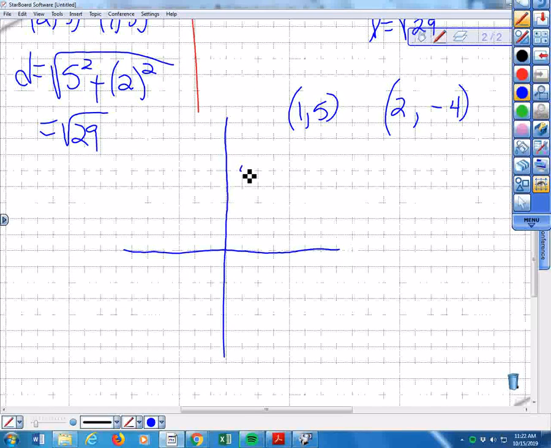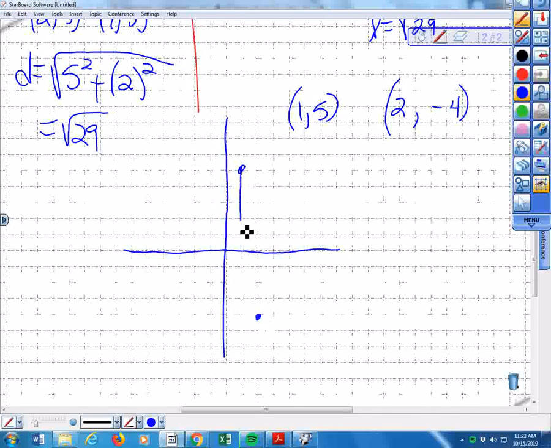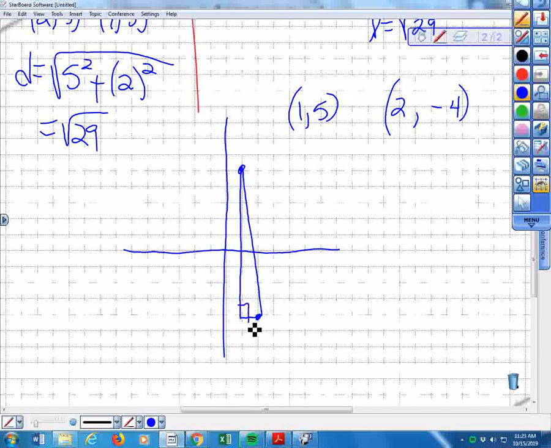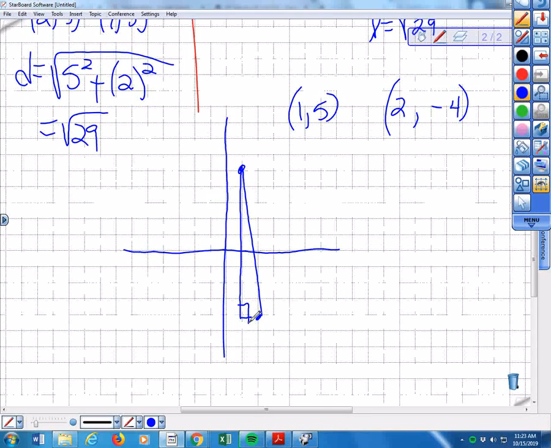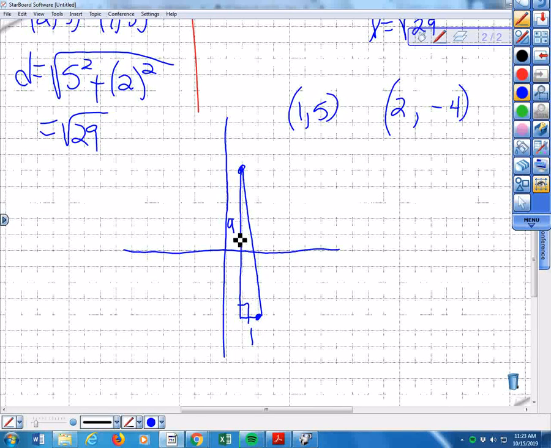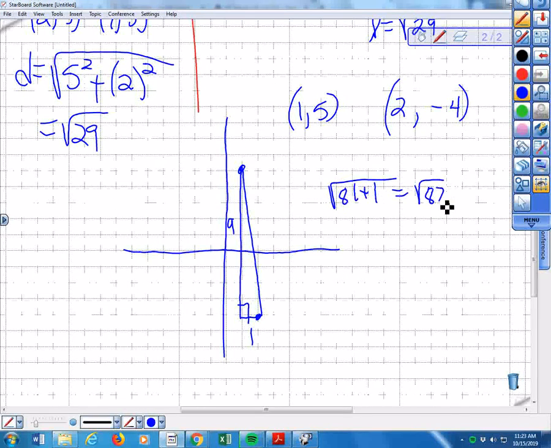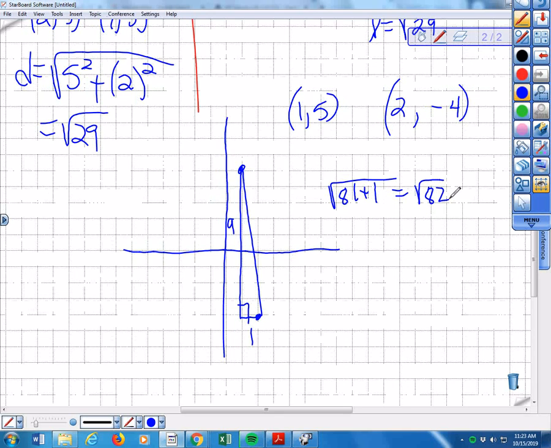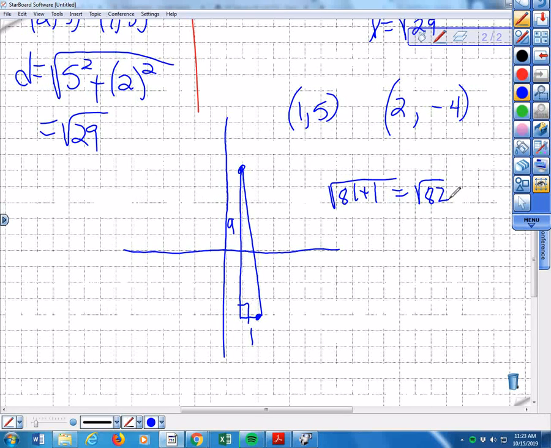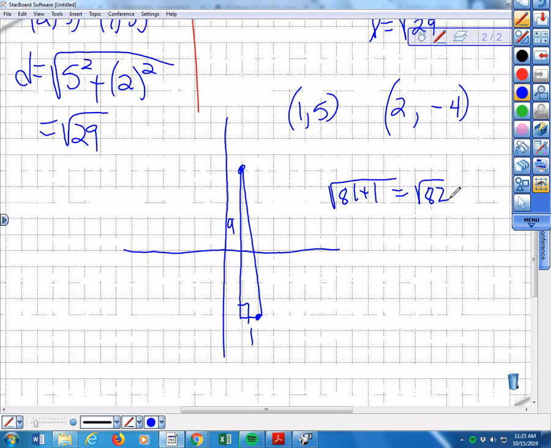Two, three, four, 5. 2, 1, 2, 3, 4. Something like that. So this is 1, and this is 1, 2, 3, 4, 5, 6, 7, 8, 9. Okay, distance formula. Everybody understanding the distance formula?